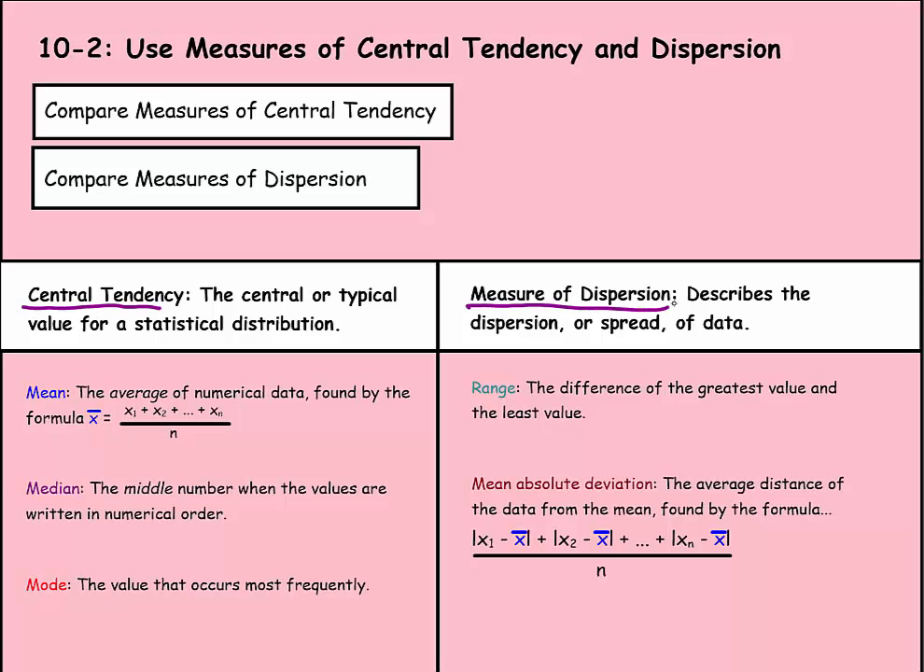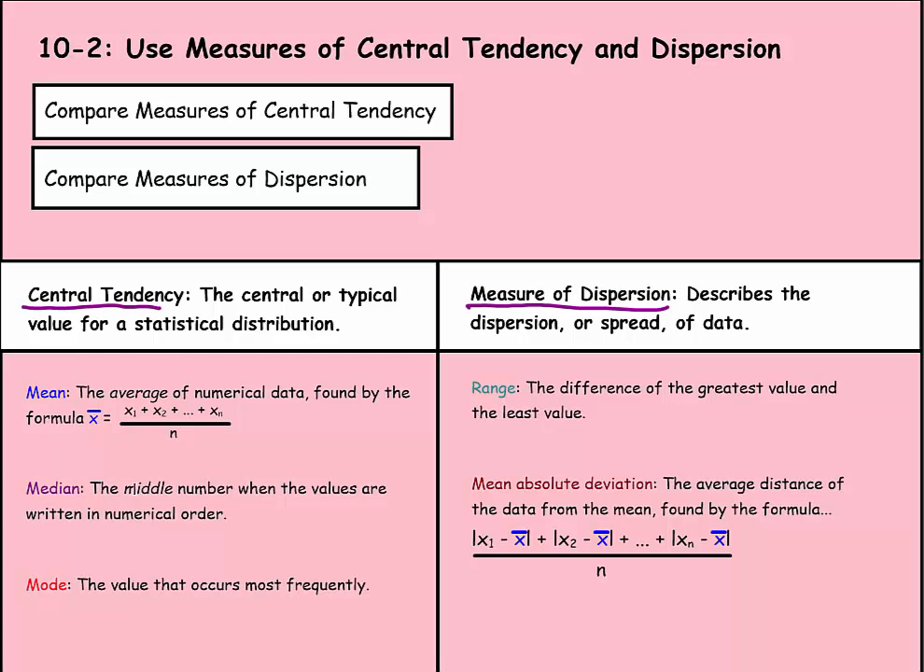The central tendency is the central or typical value for a statistical distribution. You probably learned these before. There's the mean, the median, and the mode. The mean stands for the average of the numerical data, found by this formula, x with a line over it, which represents mean, equals the sum of the values of the numbers, divided by the amount of numbers, n, the number of numbers.